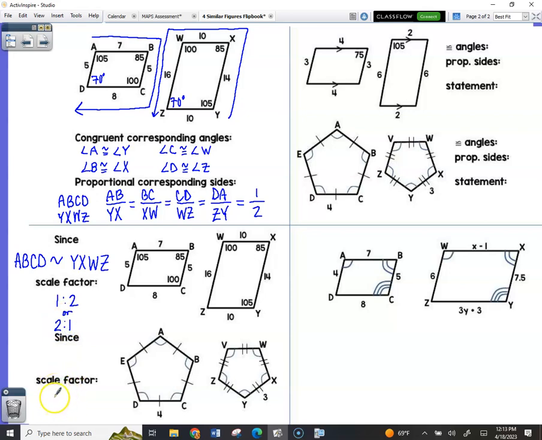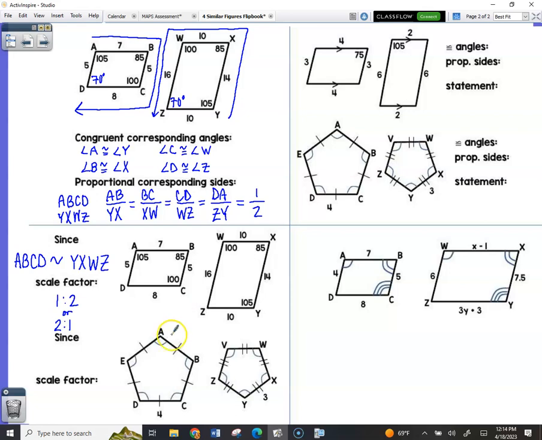Now let's look at these two right here. See this? Without having to write everything down, can you check all of the angles within those two shapes? First of all, what's the shape called? It's a pentagon. It has 5 sides. Can you check all of the angles off? Do they check off, or are there any left that are not congruent? They all check off. Now you have to check the sides.